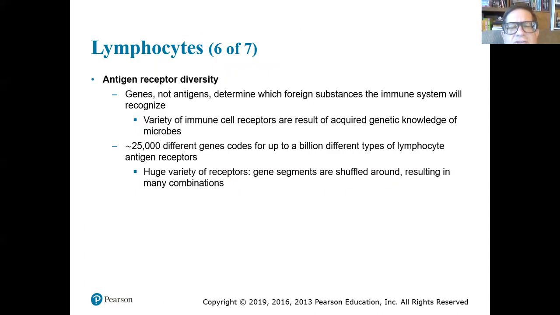Genes, not antigens, determine what foreign substances the immune system can recognize. There are a bunch of different immune cell receptors, and they're the result of acquired genetic knowledge. There are 25,000 different gene codes for 1 billion different types of lymphocyte antigen receptors. A lot of variety, obviously. Those segments get shuffled around, making new combinations.